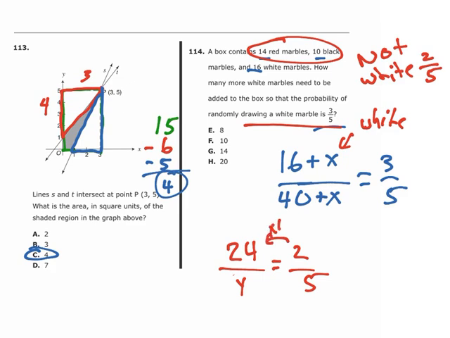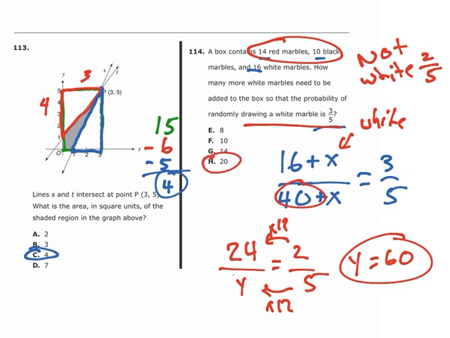Now obviously we should be able to multiply this, and we get Y is 60. Well, that should make sense, right? Because again, if the probability of white is 3/5, then not white is the other 2/5. So those 24 not white marbles should represent 2/5 in my total. So there should be 60 total marbles. Well, right now there's 40 total. So what would happen if I added 20 white marbles? Well, now there's going to be 20 plus 16, or 36 white marbles out of 60. And of course, we divide by 12, and we get 3/5.